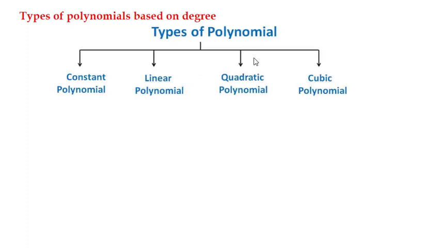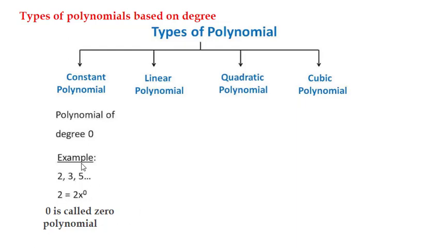Now we have discussed types of polynomials based on number of terms and based on degree. In 10th standard, classification based on degree is important, so I am discussing types of polynomials based on degree. Based on degree I have constant polynomial, linear polynomial, quadratic polynomial and cubic polynomial. A constant polynomial is a polynomial with degree 0. So 2, 3, 5, 7 etc. are examples of constant polynomials. Now 0 is also a constant polynomial, but we give it a special name called the zero polynomial.